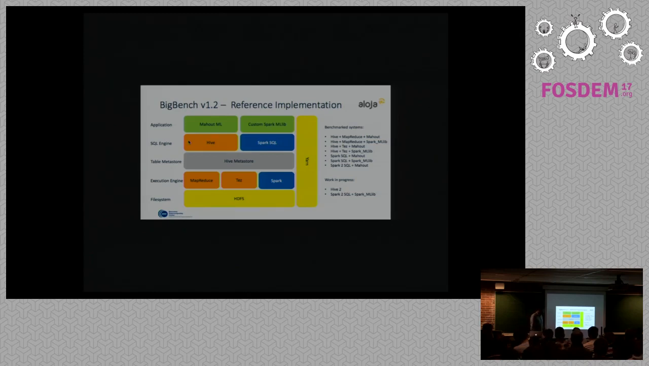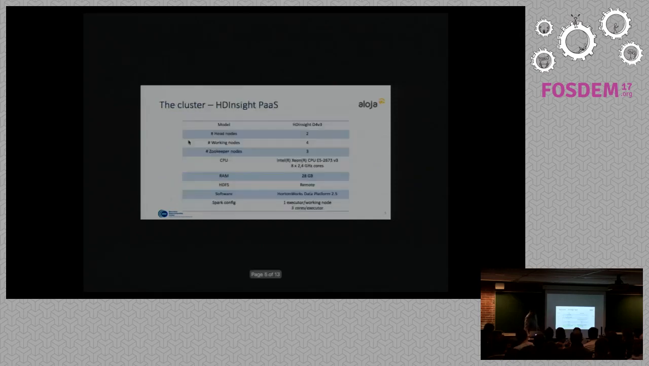But we still have a few work in progress things. We have some results for Hive 2, but they are quite odd, so we're still working on that. And also for Spark 2, it was compatible with Mahout, but the custom library was not binary compatible with Spark 2, so a major code refactor is needed, and we hope to get results pretty soon.